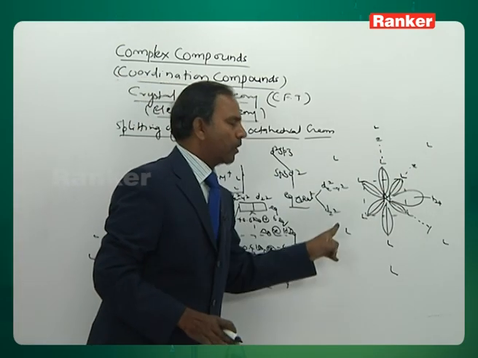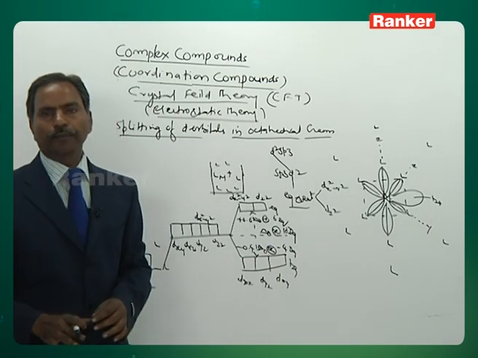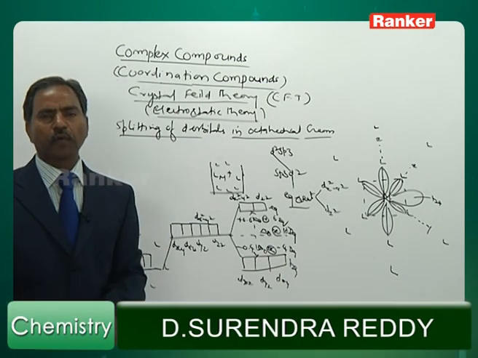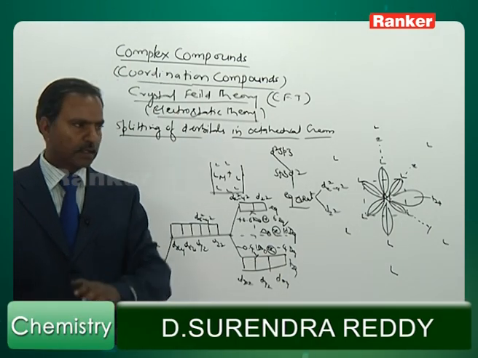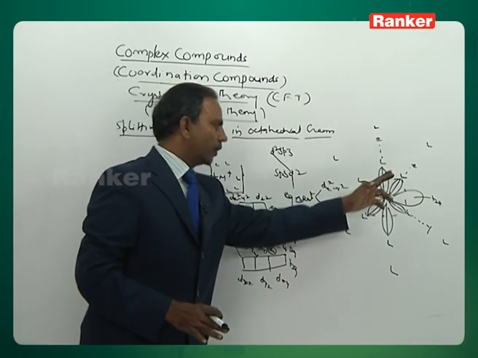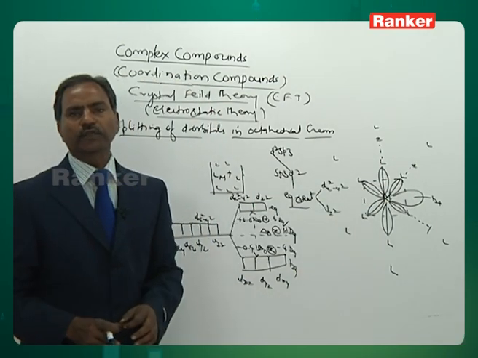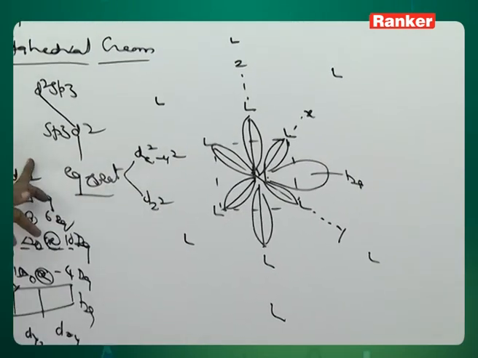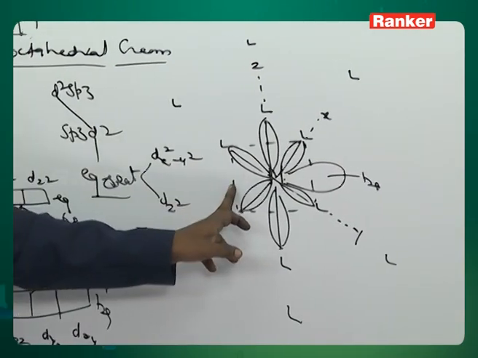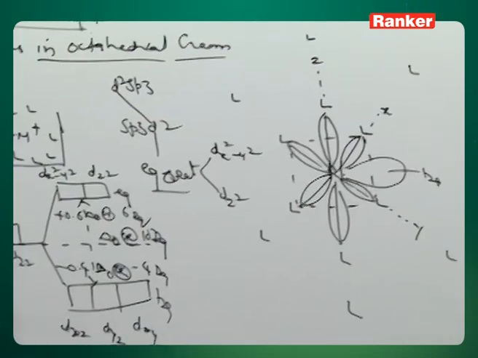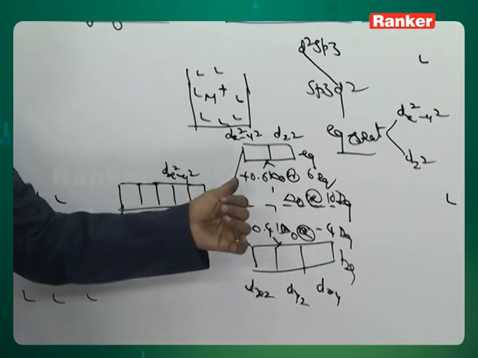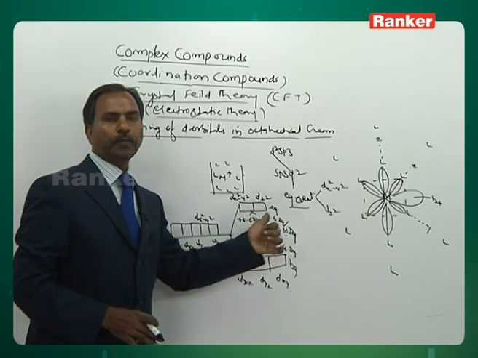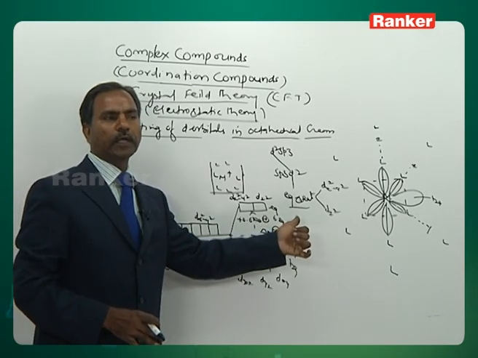In the second step, ligands are approaching toward the metal ion in octahedral geometry, meaning along x, y and z axis. The orbitals which are oriented along x, y and z axis are the eg set of orbitals. They are experiencing more repulsion. Their energy is what? Increased. The increase will be plus 0.6 delta O or plus 6 Dq. This is the increase in energy.